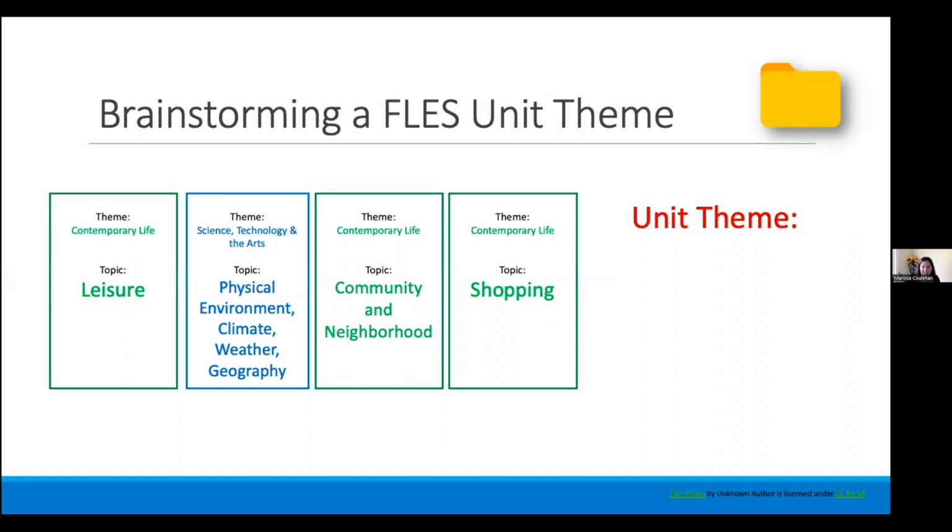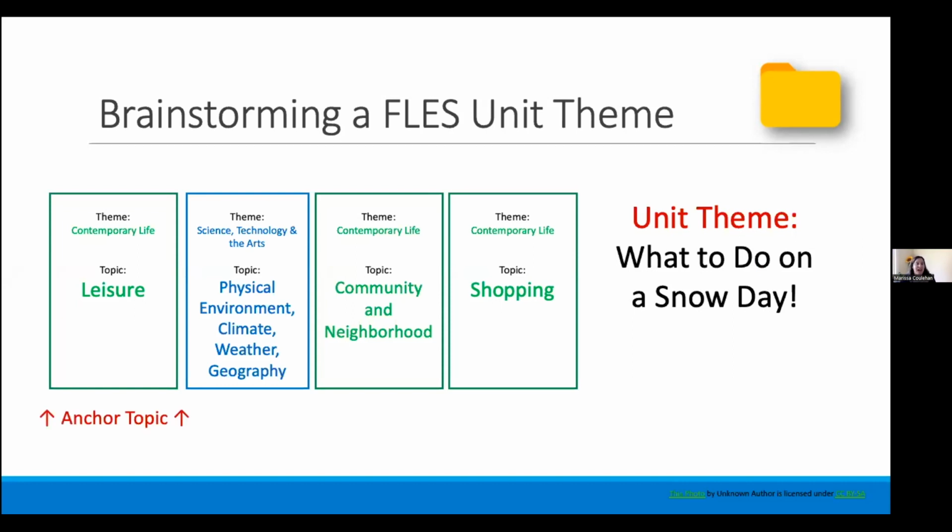So what was the theme and the topic that I decided to talk about? Well, in December, we were gearing up for what to do on a snow day. And this was planned specifically for my 4th grade students. Again, you might adjust it to fit your needs as an early language teacher. You can potentially do this with a different age group, but for me, this was for 4th grade. Here was my anchor topic, and here were my integrated topics.